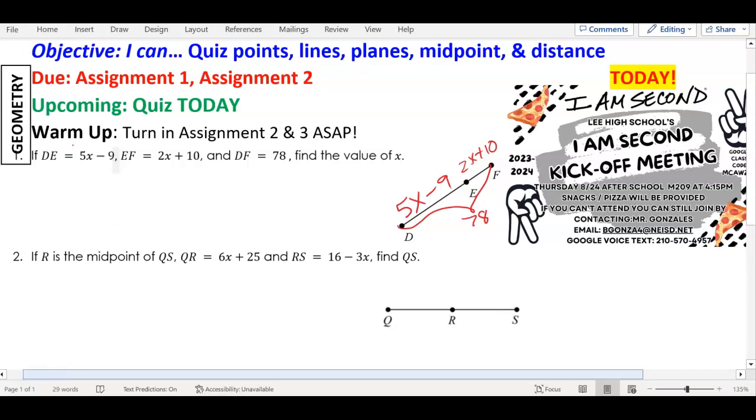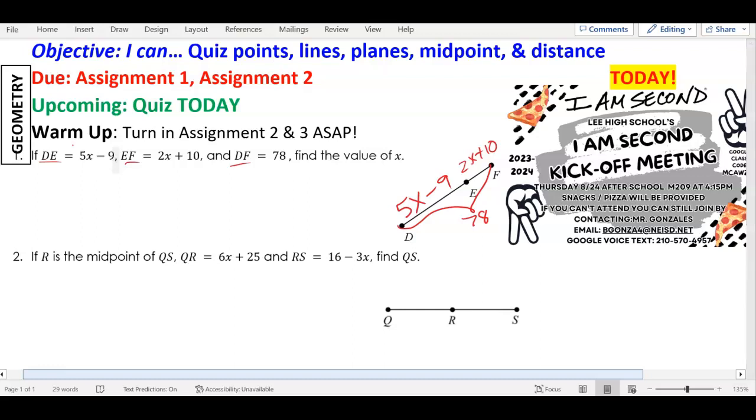Okay, so for our warm-up that is going to prepare us for our quiz, we do have quiz problems like number 1 and 2 here. We labeled D, E, F, and DF on the picture here. Now here's the question I have for y'all.